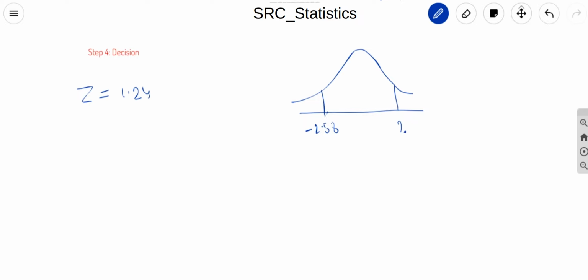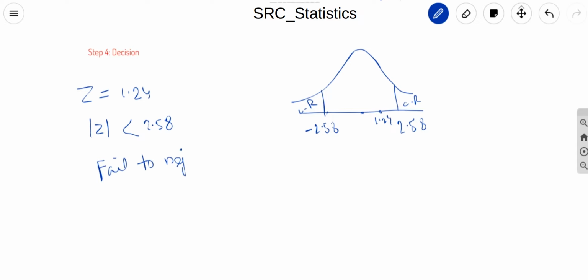Step 4 is the decision. Our calculated value of test statistic is z equal to 1.24. And what is the critical region? Critical region is z less than negative 2.58 or z greater than positive 2.58. But this z equal to 1.24 lies somewhere here. So it is not lying in the critical region, it is actually lying in the acceptance region. Therefore, since modulus value of z is less than 2.58, we fail to reject the null hypothesis.